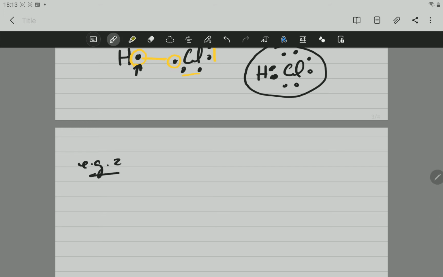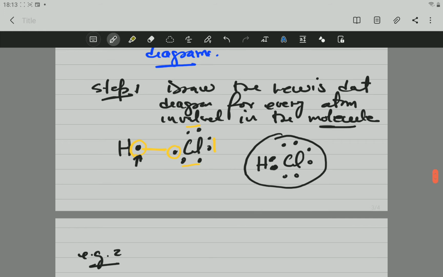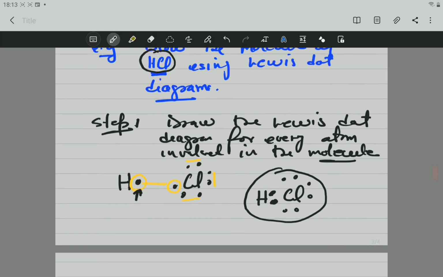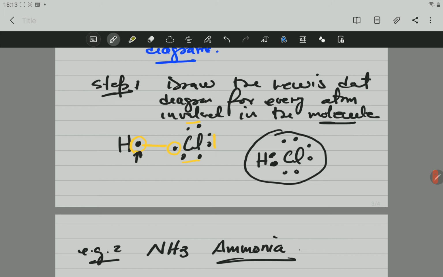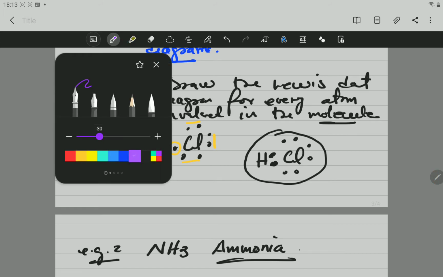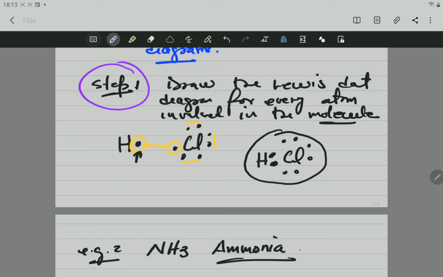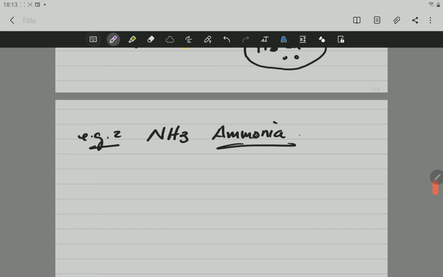Let's do, for example, the molecule of ammonia. Draw the Lewis dot diagram for the formation of ammonia. Ammonia is NH3. Now we're going to see the same step. We are going to draw the Lewis dot diagram for every atom. We have 3 hydrogens and we have 1 nitrogen.